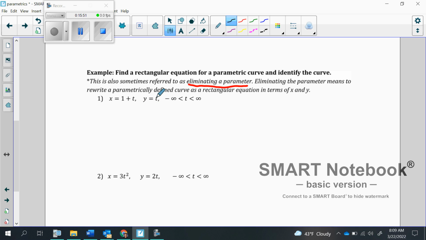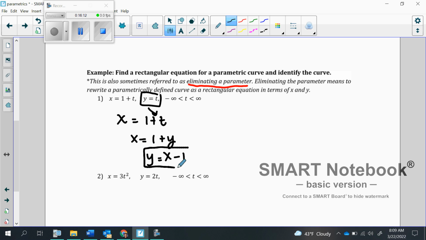So in this case, we have that y is equal to t. So the easiest way is to look at x equals 1 plus t, and since y and t are equal, I'm going to replace t with y. And I'm going to solve for y. I'm going to subtract 1 over, so y equals x minus 1. So this is a rectangular form of both of these parametric curves.